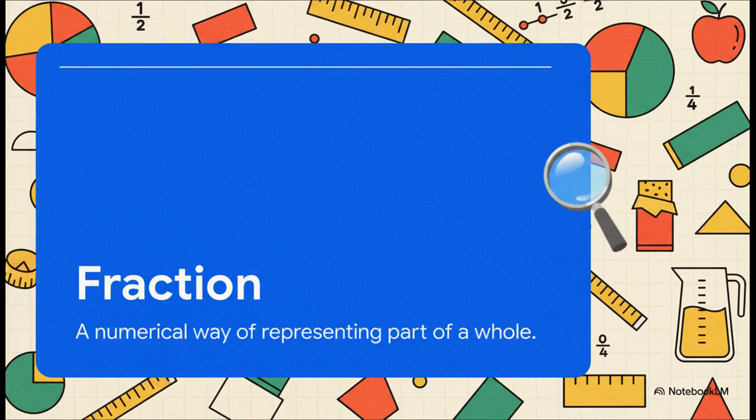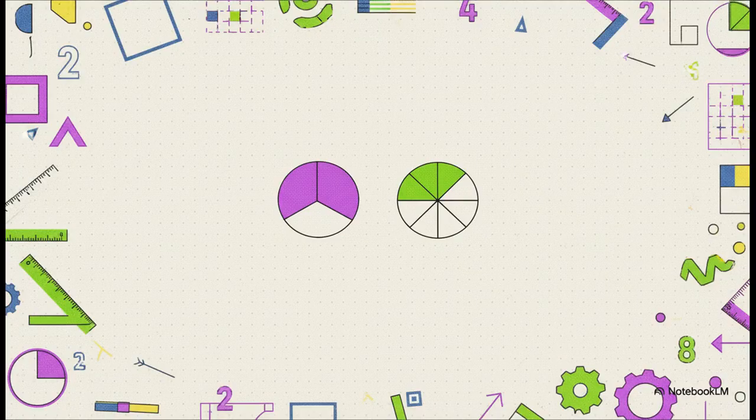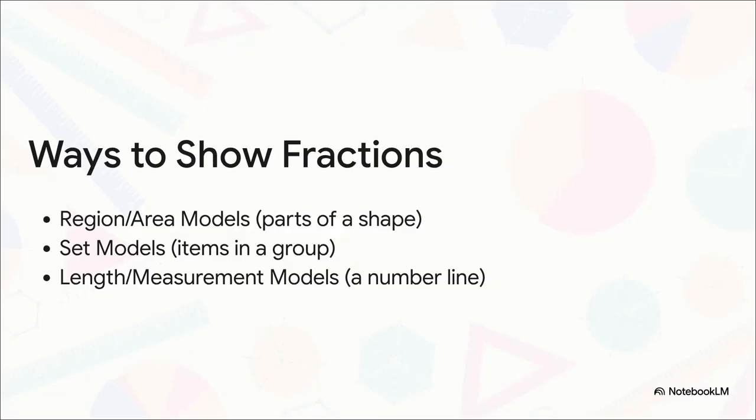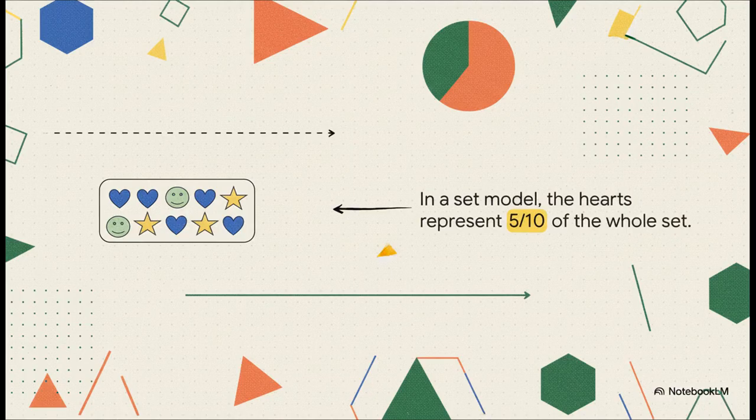We're talking about fractions. They're just a way of showing the parts of a whole thing. Every fraction has 2 parts. The bottom number tells you how many total pieces make up the whole. And the top number, that's the numerator. It tells you how many of those pieces you actually have. And we can think about fractions in a bunch of different ways, not just on a ruler. For instance, in this group, 5 of the 10 shapes are hearts. So that's 5/10 of the whole set.